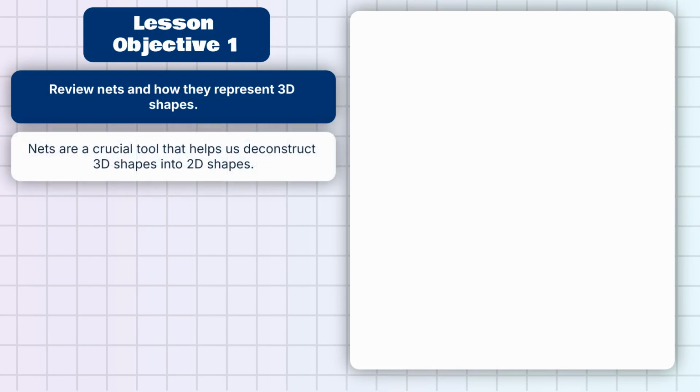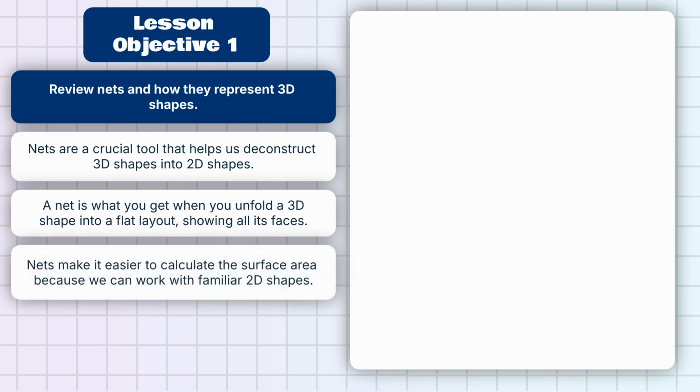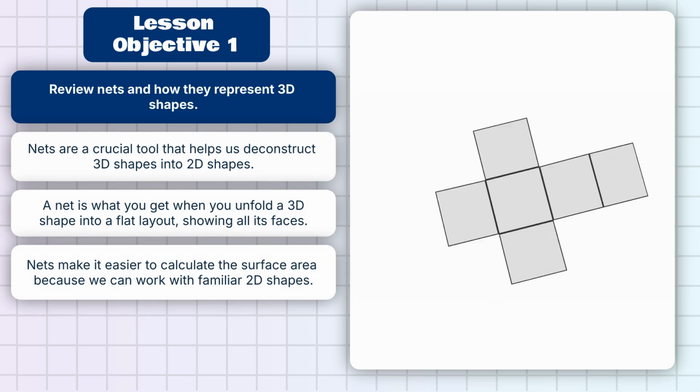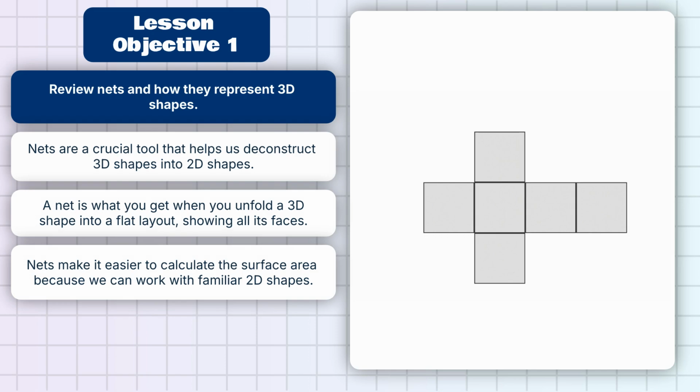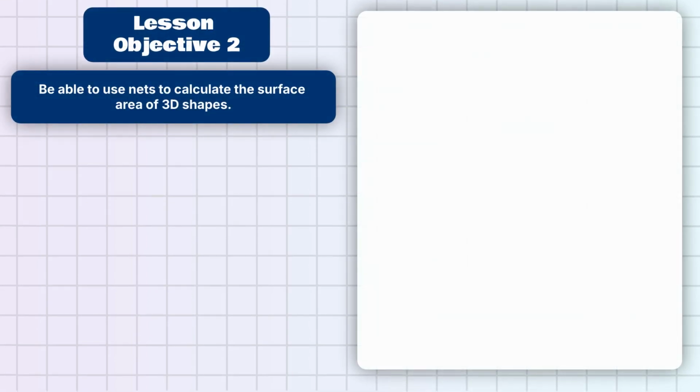Nets are a crucial tool that helps us deconstruct three-dimensional shapes into two-dimensional shapes. A net is essentially what you get when you unfold a 3D shape into a flat layout, showing all its faces. This makes it easier to calculate the surface area because we can work with familiar 2D shapes. Take this cube, for example. As we've seen in the previous lesson, we can unfold it to its net, which is made up of 6 squares.